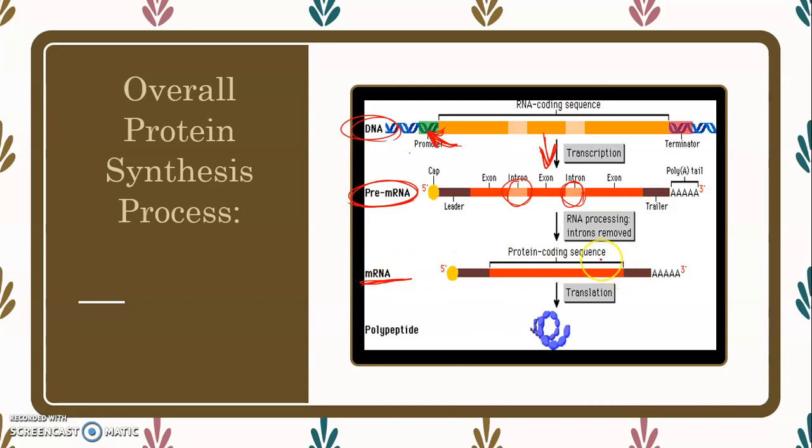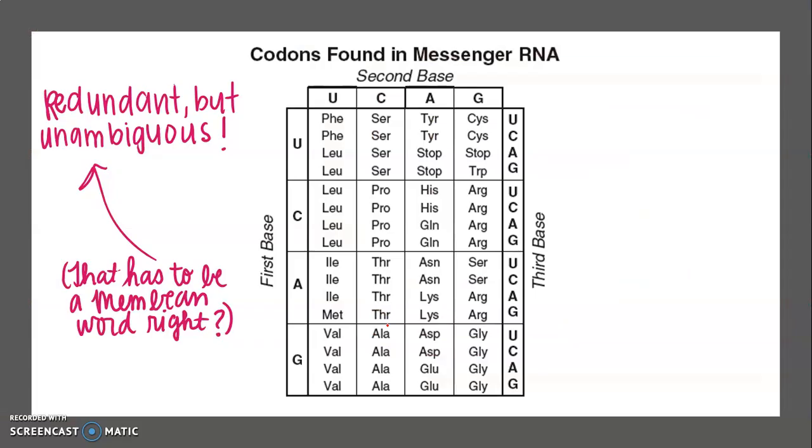And then once it does that, we can go through translation so that mRNA can be converted into proteins, sometimes called polypeptides. Peptide is another name for protein, poly is many, so there you go.